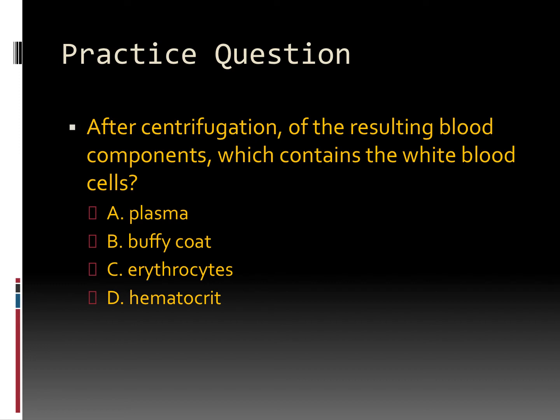Where would the white blood cells be? They would be in the buffy coat. So remember, the buffy coat is the white blood cells and the platelets.